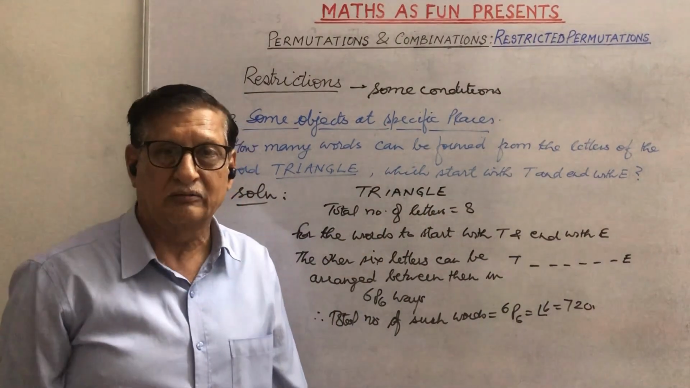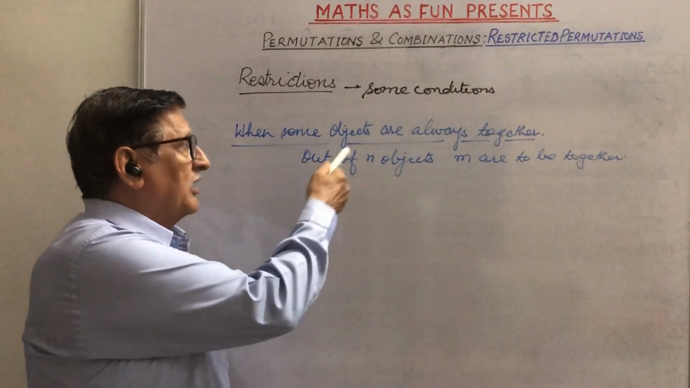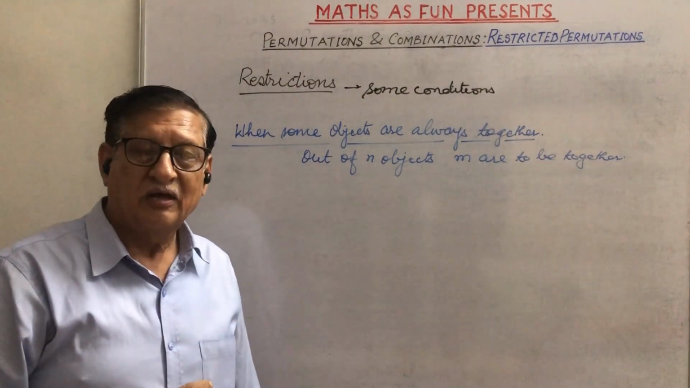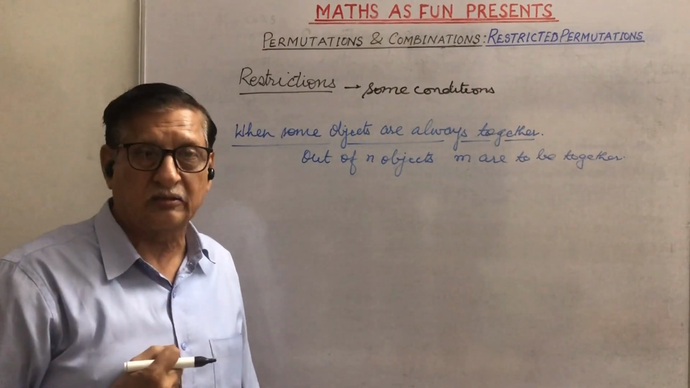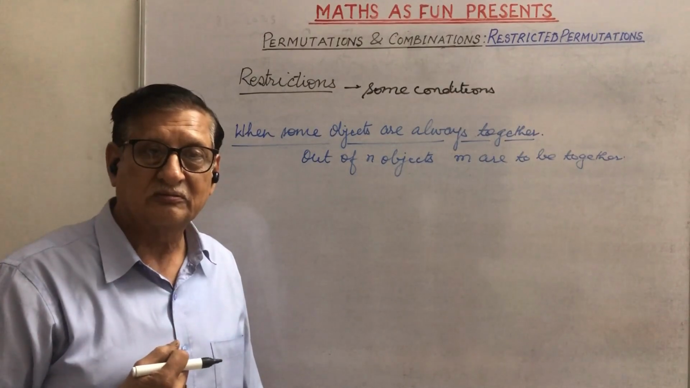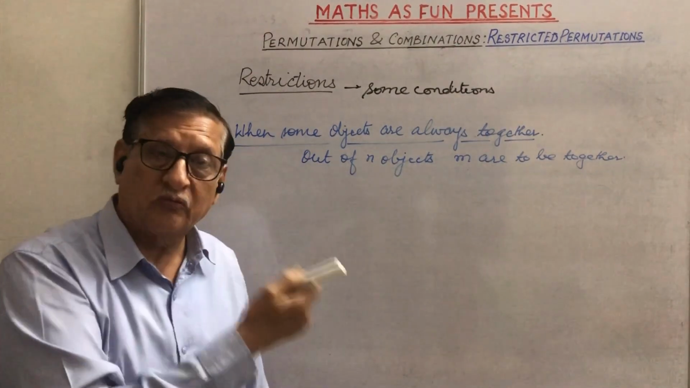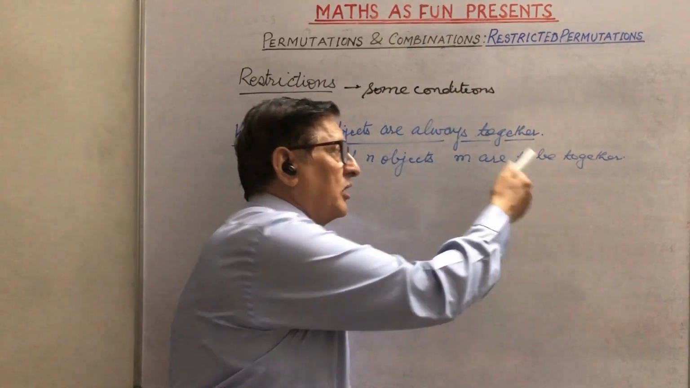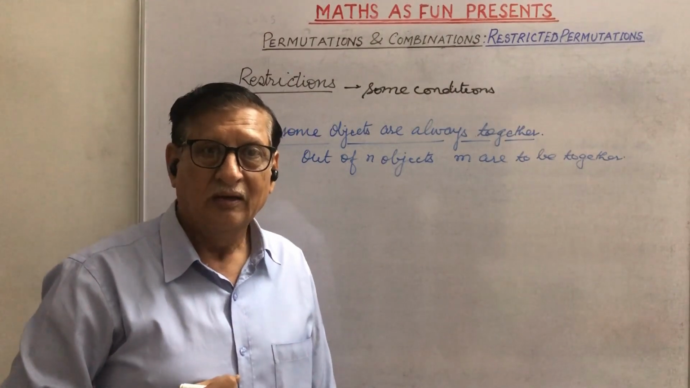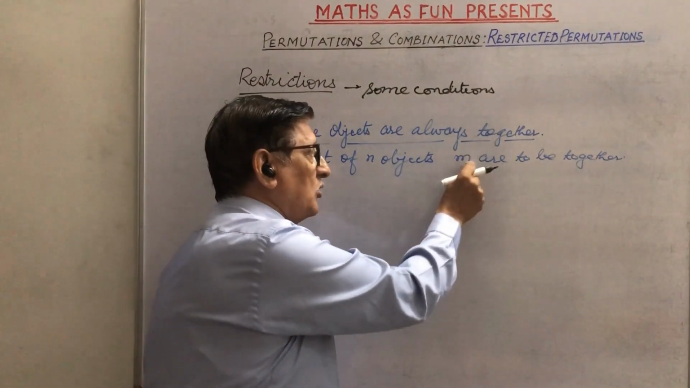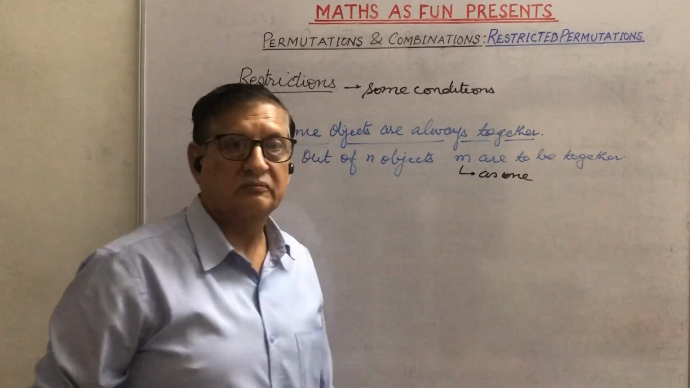See, the next restriction we may have: suppose we have n objects, and out of that some of the objects are always to be together. We have to arrange all the objects. Suppose we have n objects and out of them m objects are to be always together. Then what we will do? We can consider all these m objects as one object.